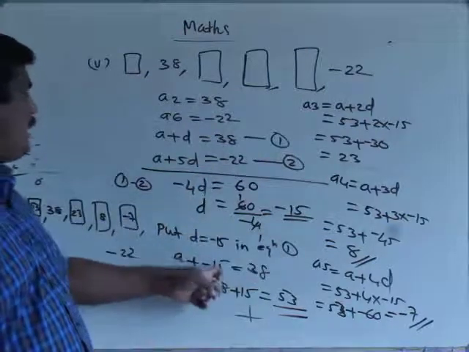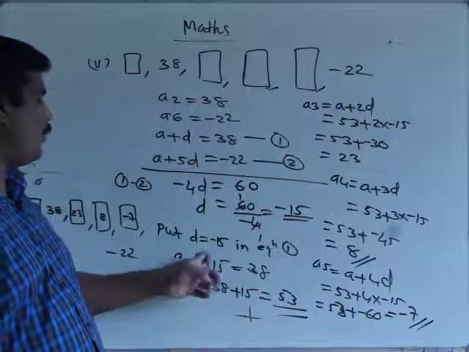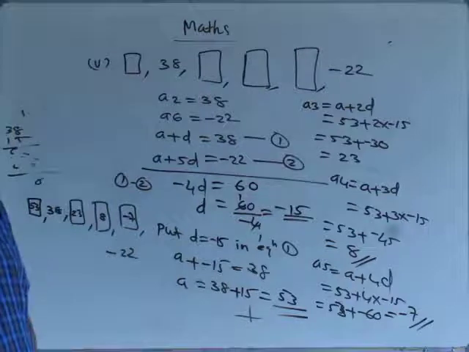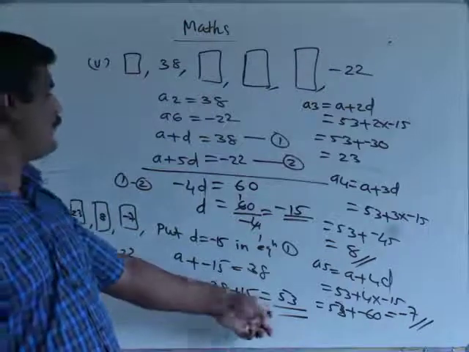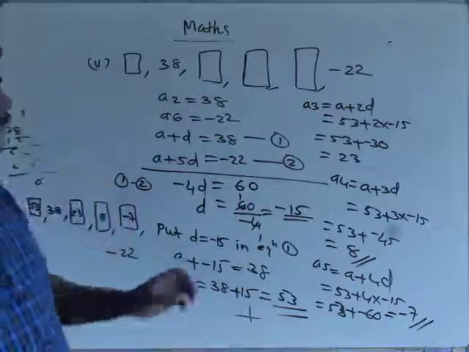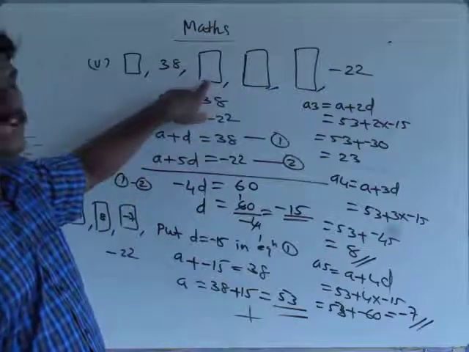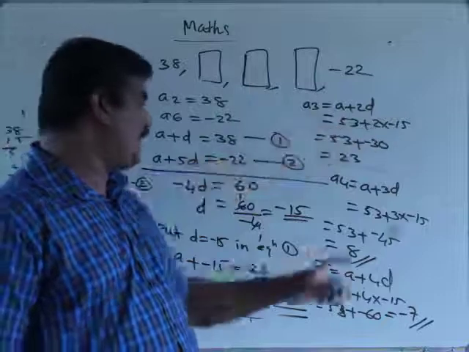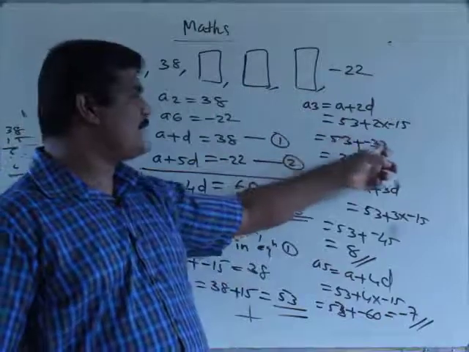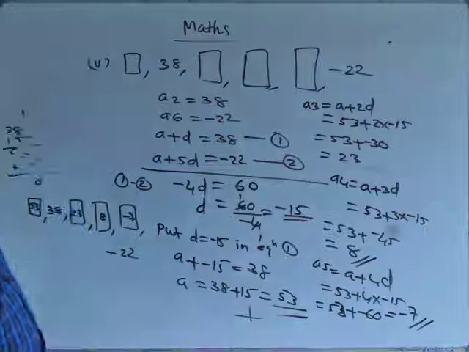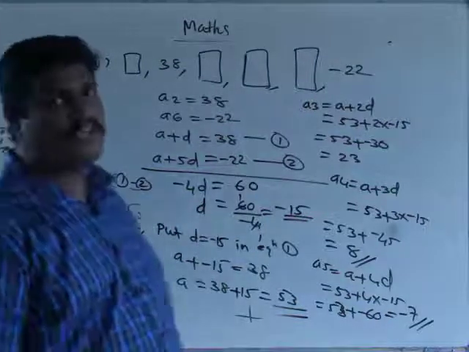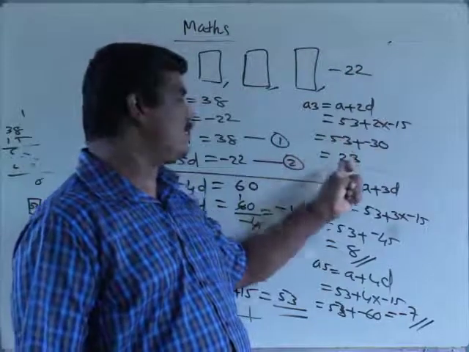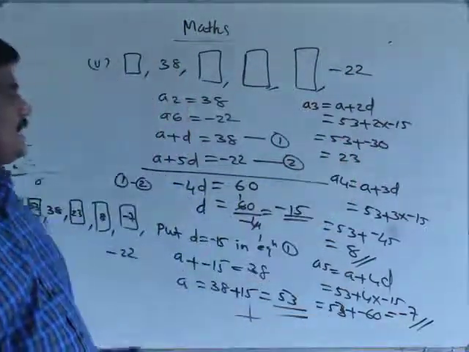So put D equal to minus 15 in the equation. So A plus minus 15 is equal to 38. A is equal to, minus 15 converts to plus 15, that is 38 plus 15, which is 53. Clear? So A is 53. So the first box answer is 53. Then find out the third box, that is A3. The A3 formula is A plus 2D. That is 53 plus 2 into D. D is minus 15. That is 53 plus minus 30. What is the difference? One is positive and the other is negative. The difference is 23. The larger number is positive, so the given symbol is also plus. The answer is plus 23.